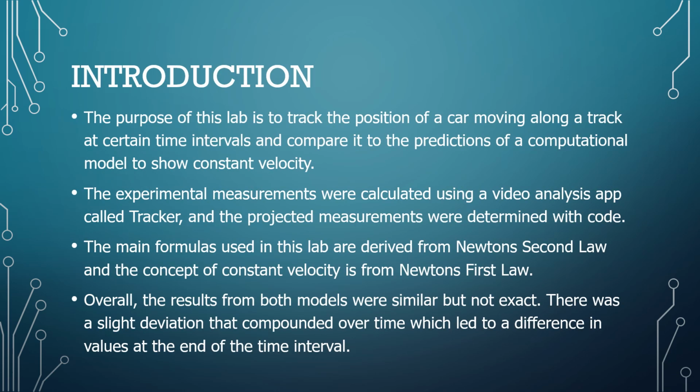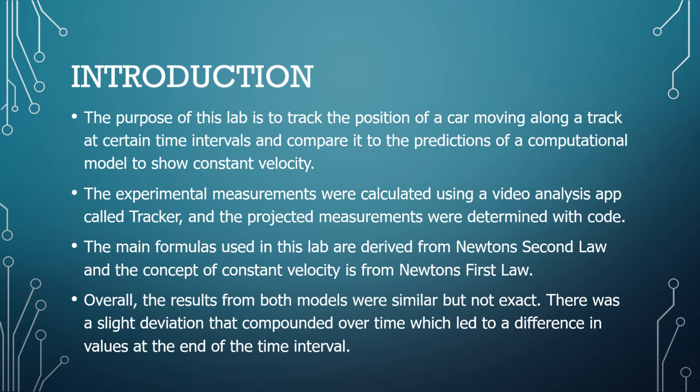So the purpose of this lab is to track the position of a car moving along a track at certain time intervals and compare it to the predictions of a computational model to show constant velocity. The experimental measurements were calculated using a video analysis app called Tracker, and the projected measurements were determined with code.